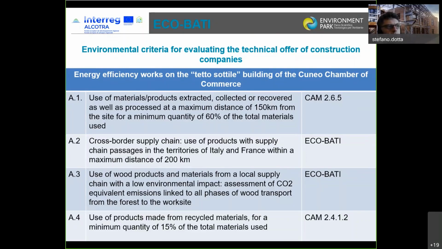the criteria about the local material that must be extracted, collected, recovered, and processed at maximum distance of 150 kilometers from the site. Then we use also the cross-border supply chain criteria, and also another criteria specific for the wood product in order to quantify the CO2 emission during the transport phases. And the last criteria was about the recycled material in order to improve the minimum percentage required by the Italian norms.